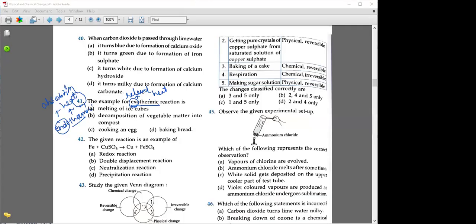Is the answer for the 41st question B? Ma'am, option C, decomposition. I was thinking about cooking an egg, but cooking an egg requires heat absorption to cook the egg. But in decomposition of vegetable matter, it releases heat because of the breakdown of the organic matter.